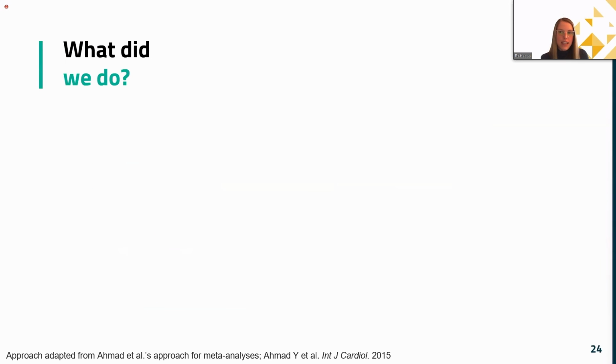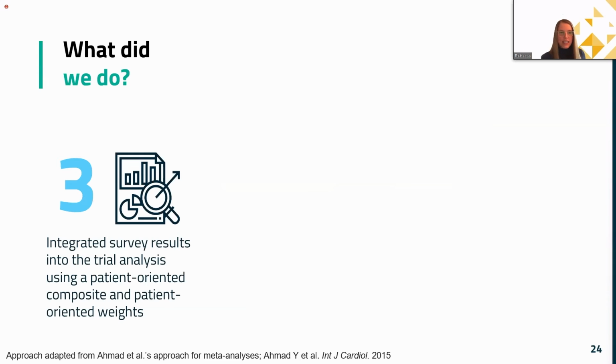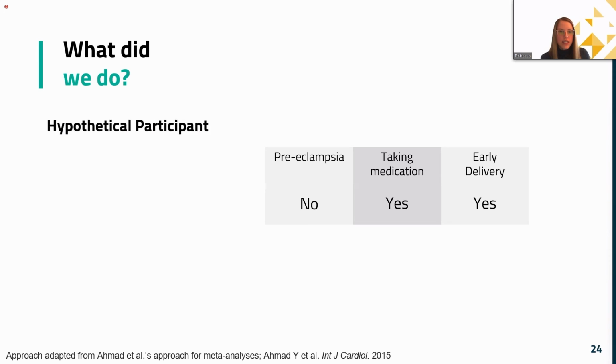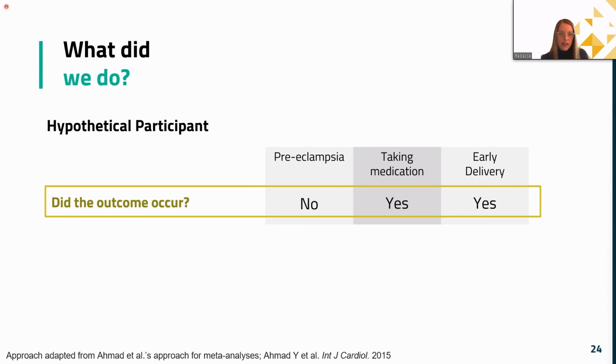So what did we do with that? Well, as I said, we integrated those results into our trial analysis. And we did that in this way. So I'm going to walk you through our hypothetical participant. For each participant, we looked at each of the events that we were measuring. So this was all 7 events, but I'm just going to show you 3 here for simplicity. And we looked at, did the event occur? Yes or no? And if it occurred, we gave it a value of 1. And if it didn't occur, we gave it a value of 0.